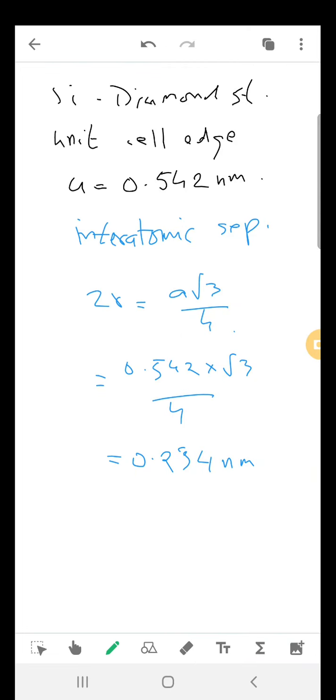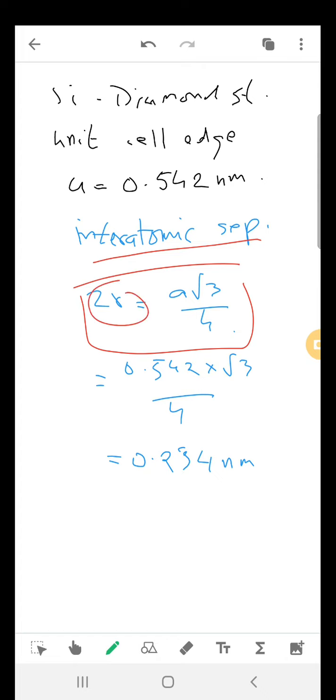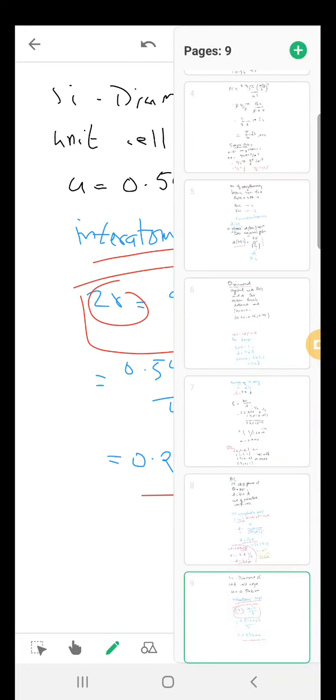And in a diamond structure, the unit cell edge length is 0.52, and we are asked to find out the interatomic separation. So this is the formula that will be used. 2r is equal to a root 3 by 4, and the interatomic separation turns out to be 0.034 nanometers.